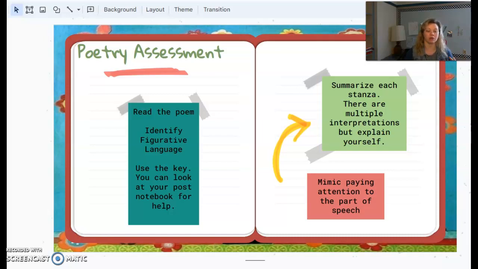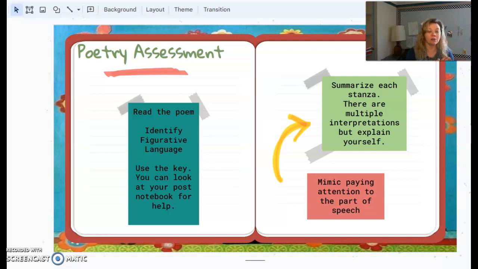So first of all, you will need to read the poem. And I'll show you that in a minute. Then on the next page you will have multiple lines of figurative language from that poem, and you will identify what type of figurative language it is. You may use your past notebooks, past videos to look up what those types of figurative language are and the notes that you have on them.